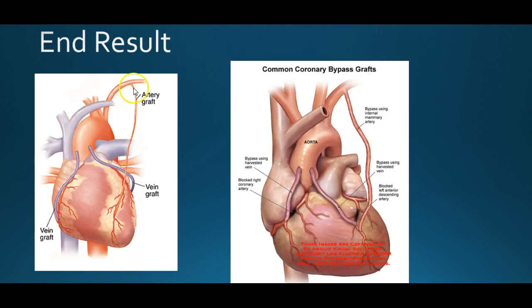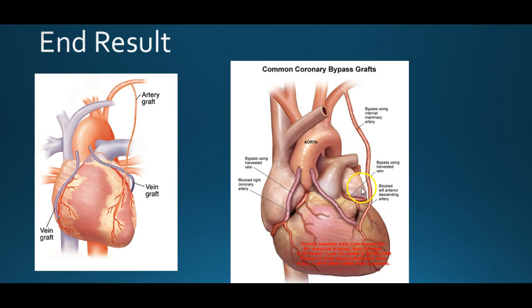So this is probably not exactly what this case looks like, but this is the closest that I can get to an example. We see here the mammary artery, and it's showing on the left. You see bypass using internal mammary artery.